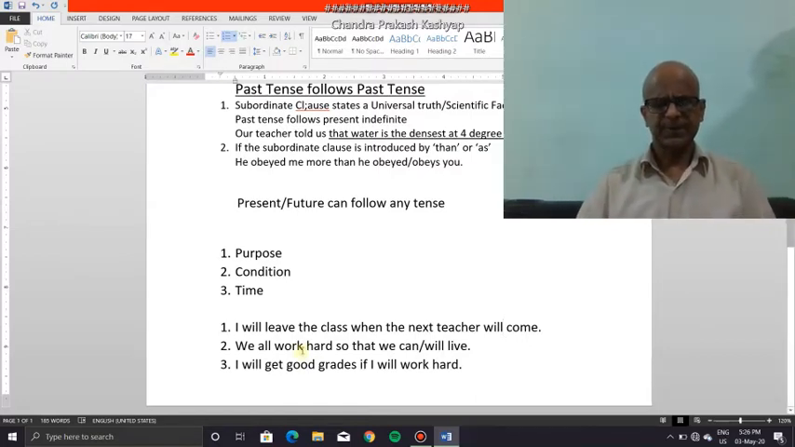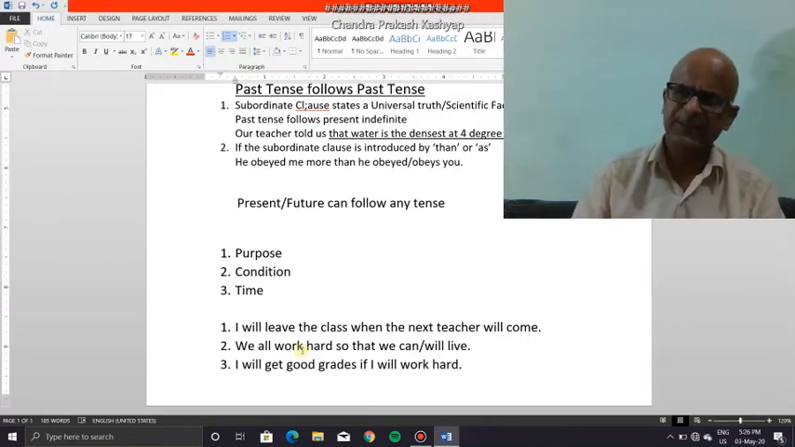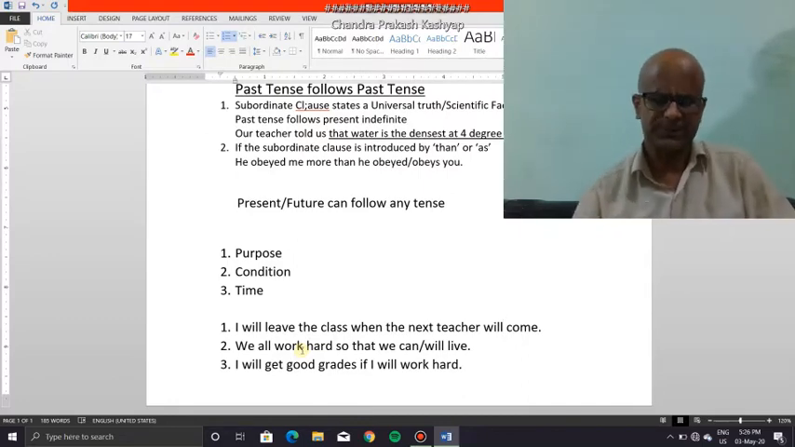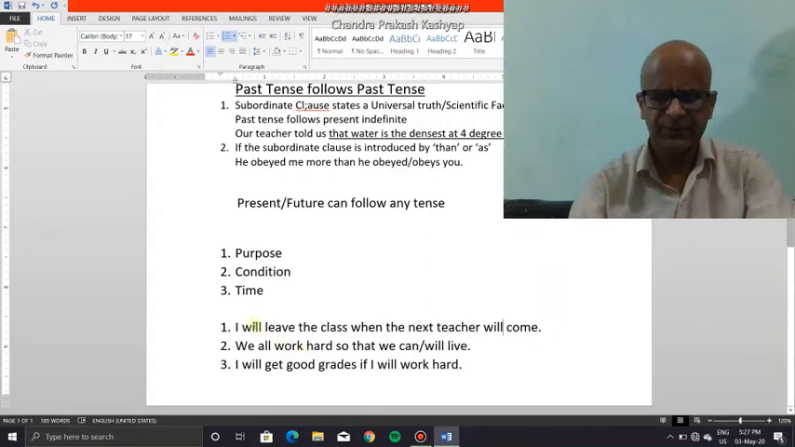Alright. A clause that depends for its meaning on the other clause is a subordinate clause. A subordinate clause is also called a dependent clause. That means a clause which is dependent for its meaning on the independent clause. So here in the first sentence, the dependent clause or the subordinate clause is when the next teacher will come.